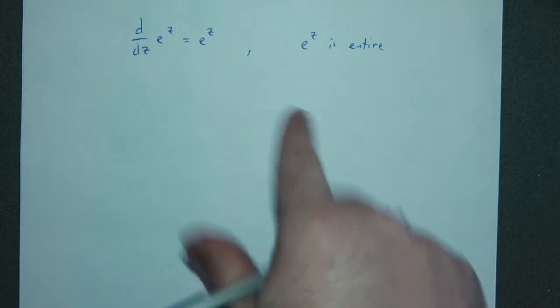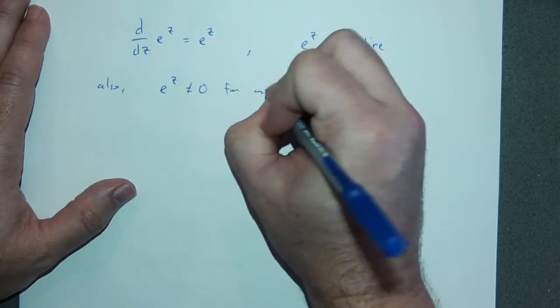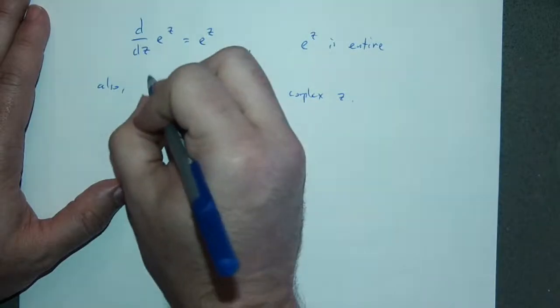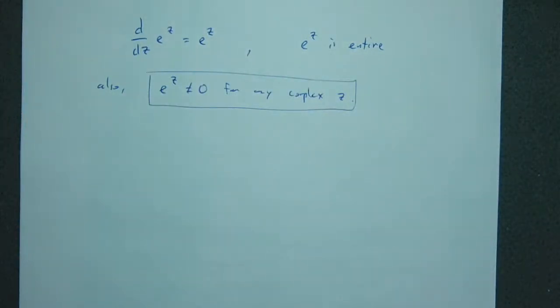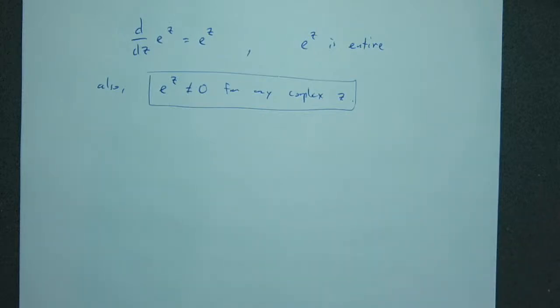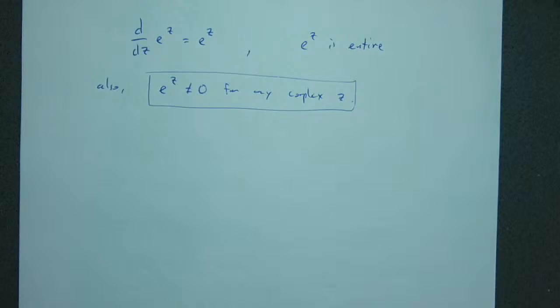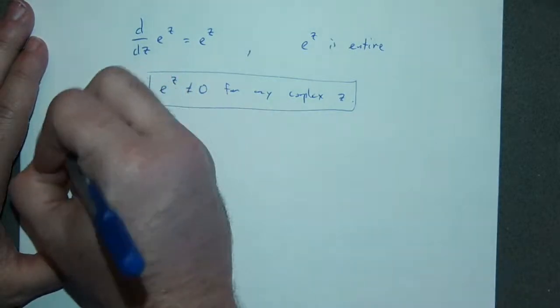Now, also, e to the z is not equal to 0 for any complex z. This is a fact that you exploited in various ways in calculus, that e to the x was never 0. But there is something a little different that we have to say here. What we knew from calculus was that e to the x was always positive. So while it's still true that e to the z is not 0, it can actually be negative. One key difference.